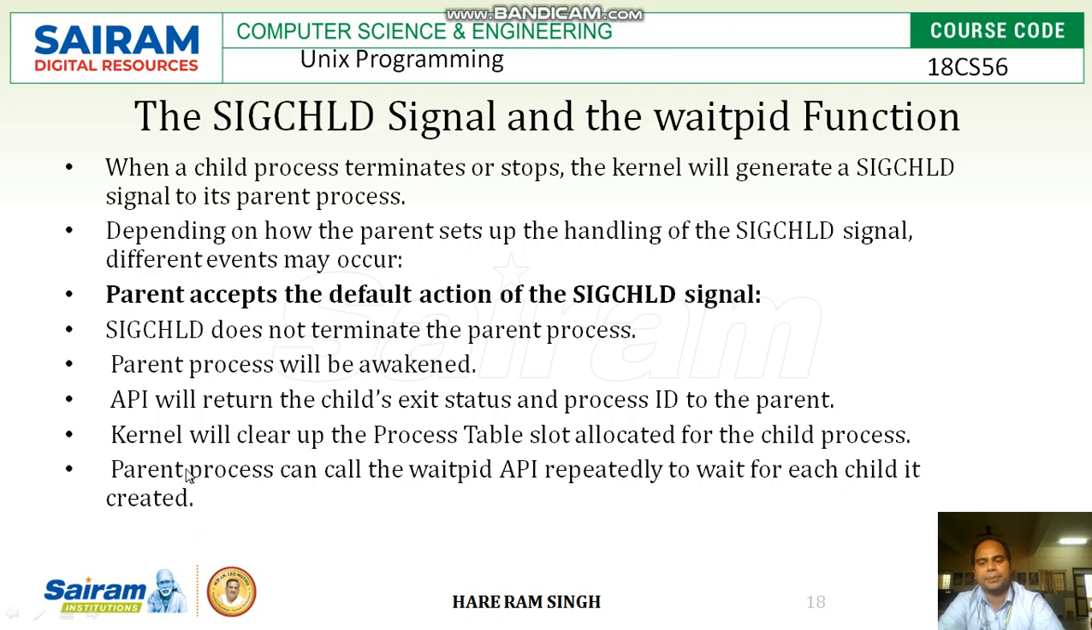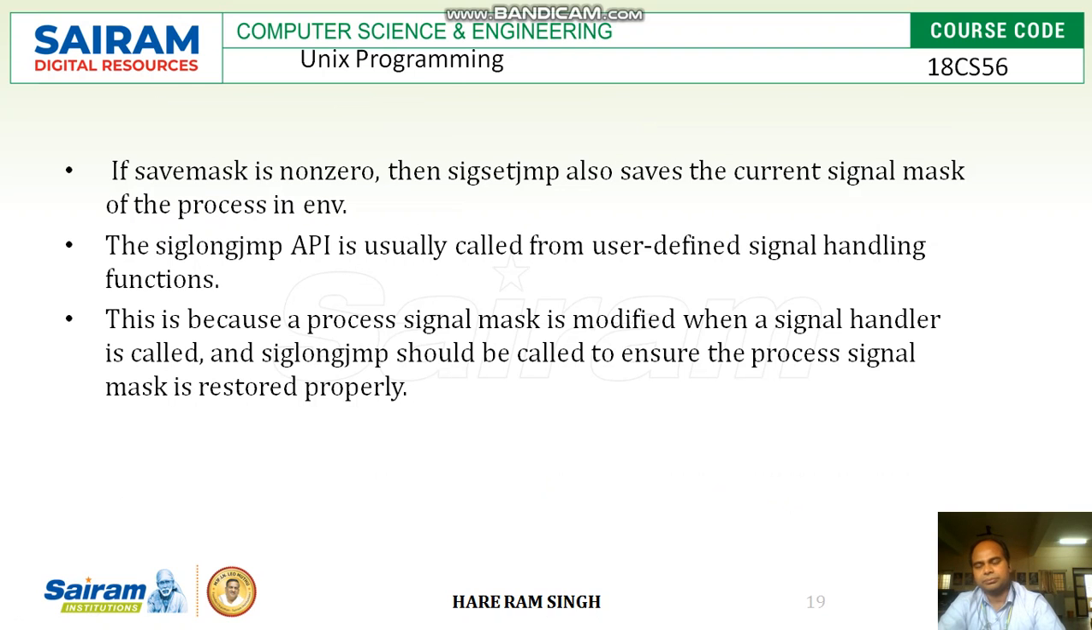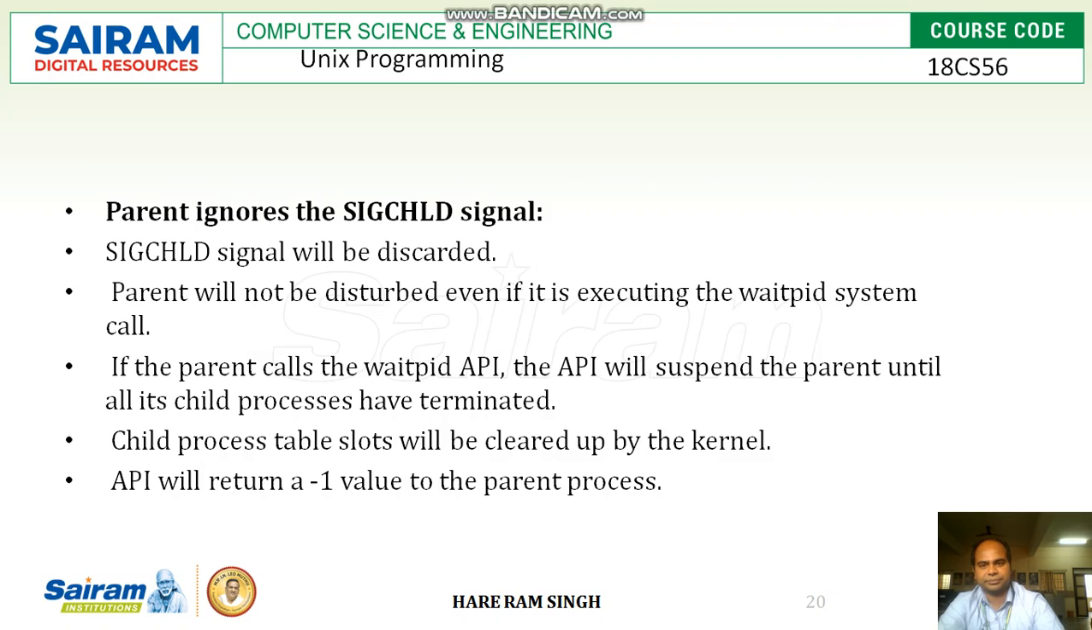Then the parent process can call the waitpid API repeatedly to wait for each child it created. Another thing can happen. The parent process can call the waitpid API for the child processes it created. Next, if the save mask is non-zero, then another thing can happen. The parent ignores the SIGCHLD signal.